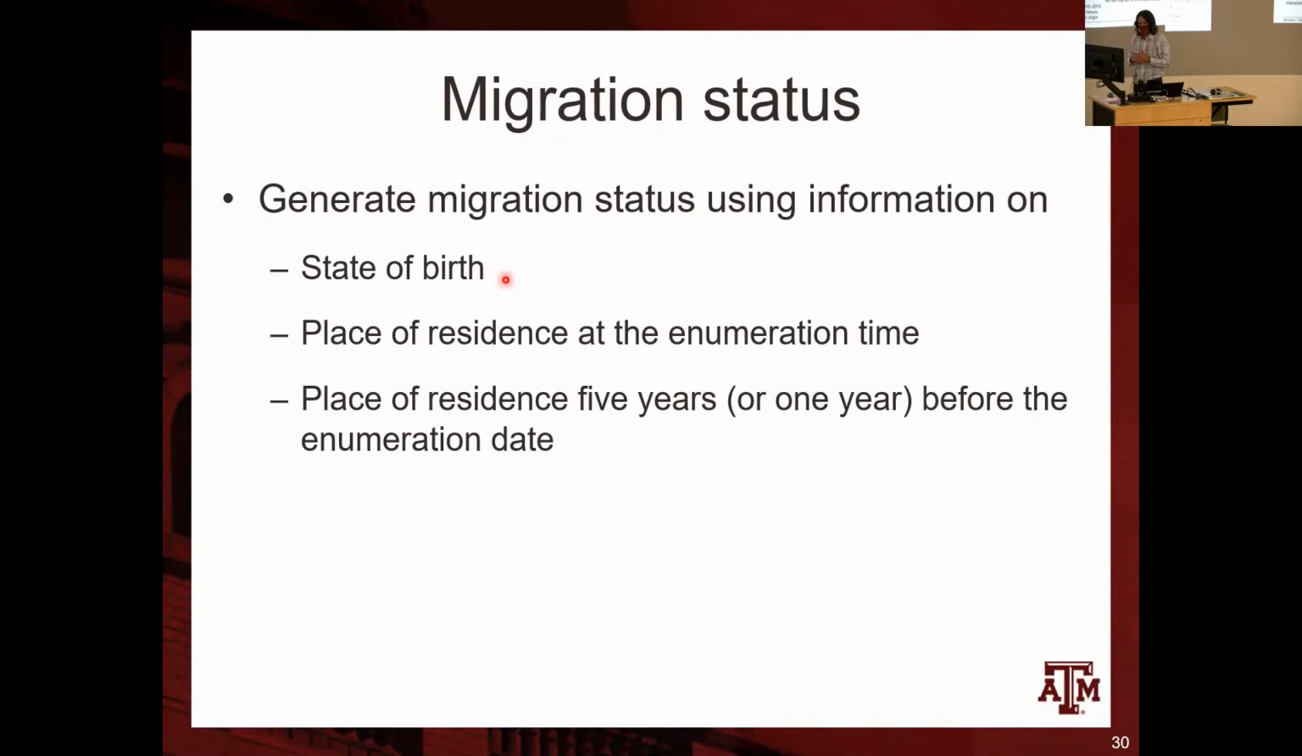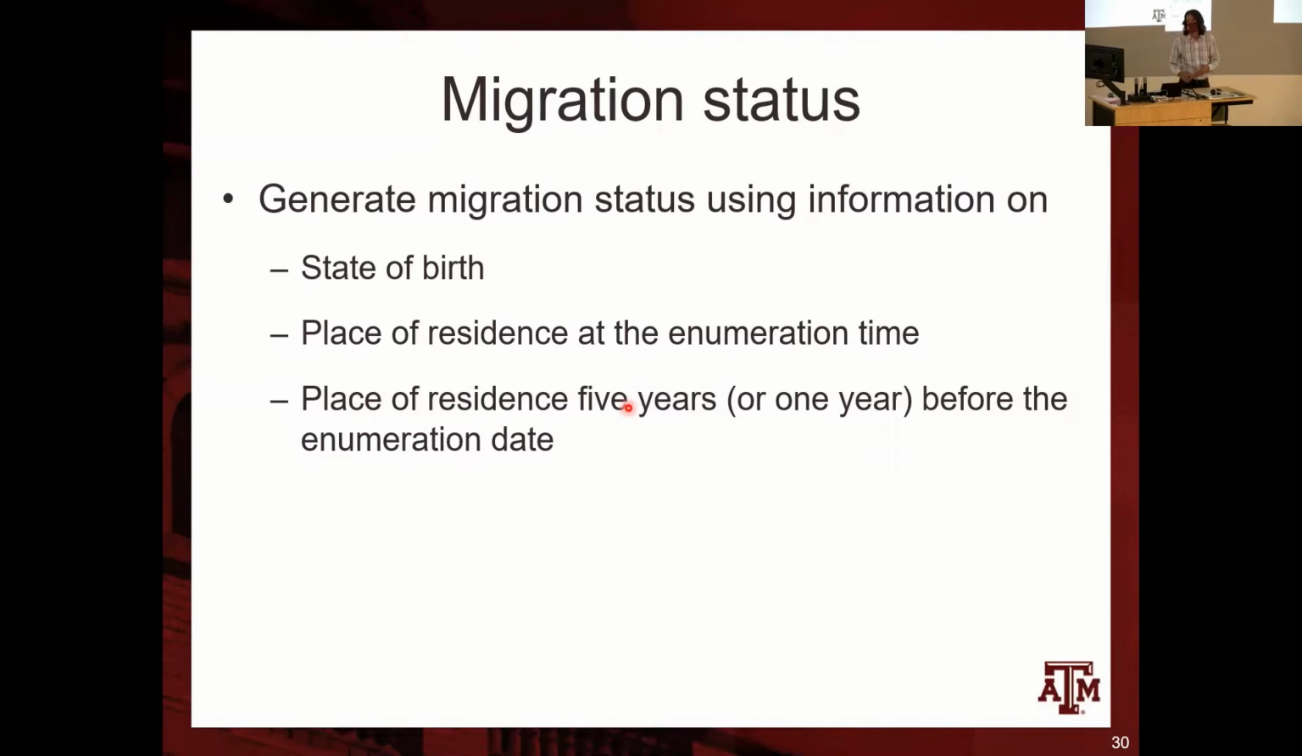Or if I want to know more refined migration flows from one county to the other, or if I'm using publicly available data from one PUMA to the other, I use the place of residence at the enumeration date, at the enumeration time, and I compare it to the place of residence 1 year before the ACS or 5 years before the census, depending on what I'm analyzing.